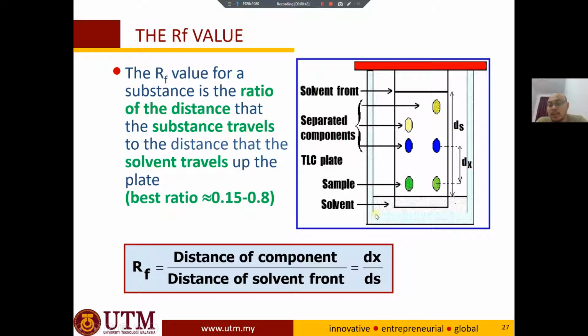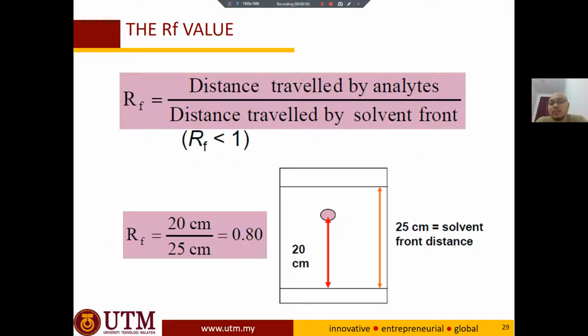How about the solvent? The difficulty is that we need to observe where the solvent begins, but that will be a problem. So most of the books begin to calculate the distance of the solvent front starting from the line of the spotting. So you need to standardize the method of the distance traveled by the solvent front.